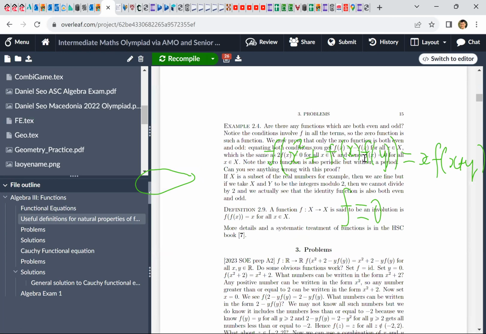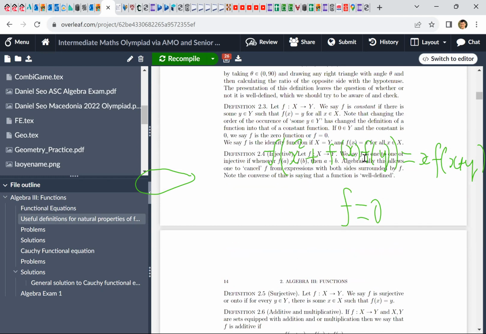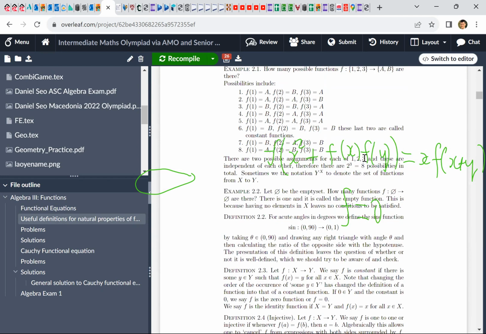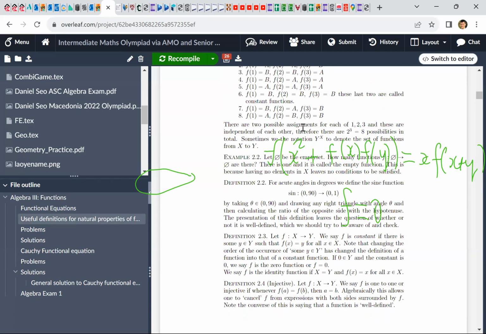Can anyone give me a definition of what a linear function is? Linear function f of x equals mx plus c. I want a proper definition. That's good, but it's not school, where you can get away with saying wrong stuff and you'll get complimented for it. It's a good idea, but you need to make it a rigorous definition of a function, okay?